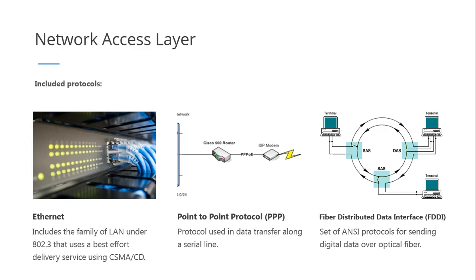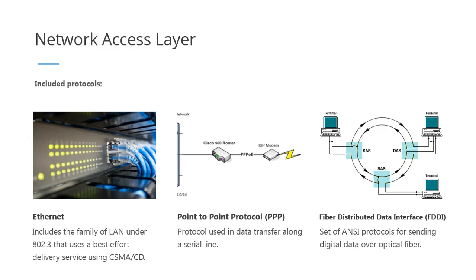So the Ethernet was actually not created, but rather formulated or designed through the efforts of IEEE, with the protocol number being 802.3. So if you actually look at the 802 family, you'll see a bunch of networking terminologies there. But for Ethernet or local area network connection, we use 802.3. Ethernet uses best effort service using CSMA/CD, or carrier sense multiple access with collision detection.